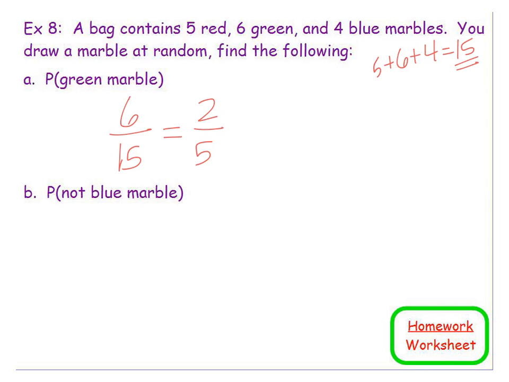What is the probability of not drawing a blue marble? This is your complement. We do not want blue. So we know there's 15 total. We're going to take away the 4 blue ones, and that leaves us with 11 out of 15 that we want. That's how the complement works. You take the total, which was 15, subtract off the ones that you don't want, which were 4, and that leaves us with 11 out of 15, which is reduced.